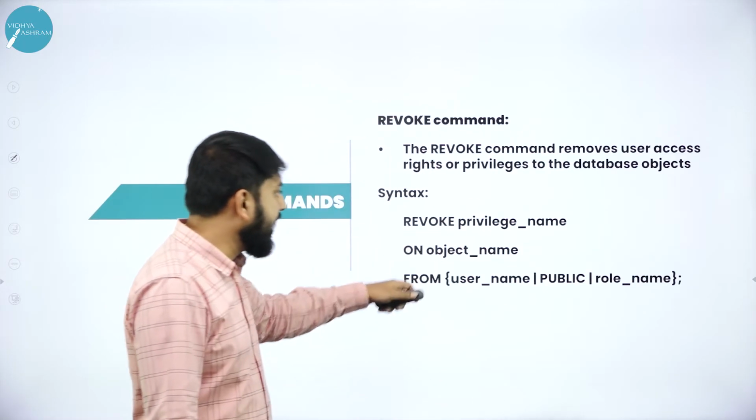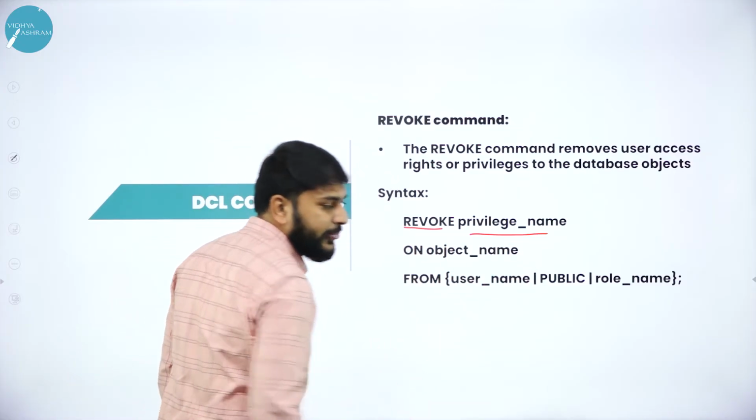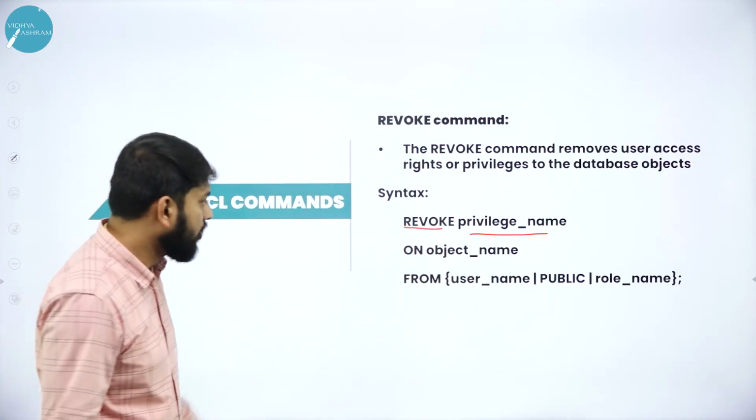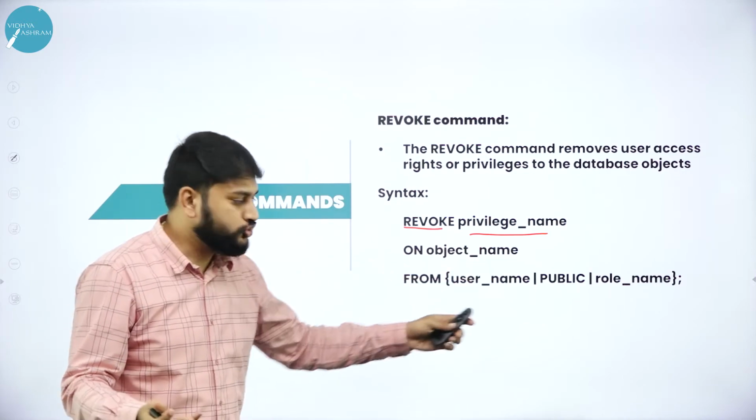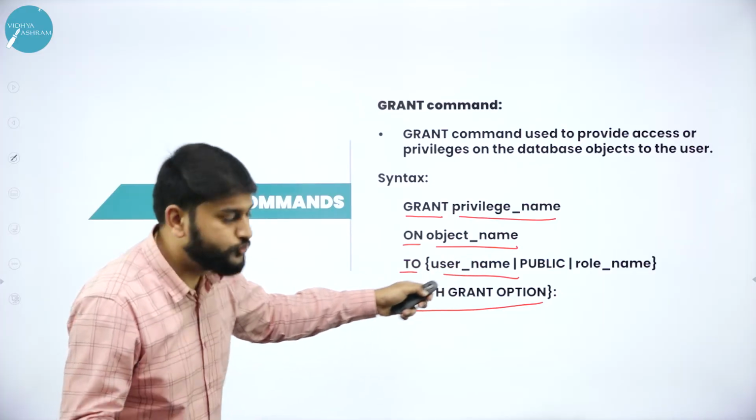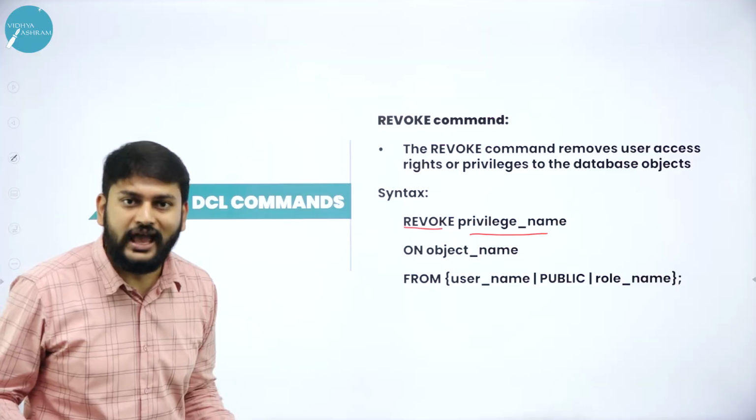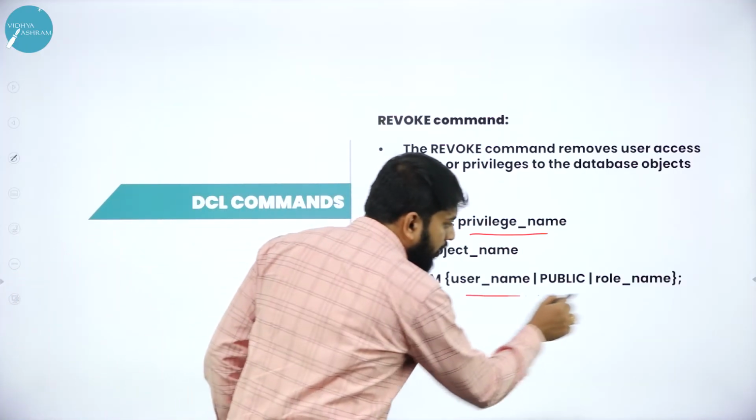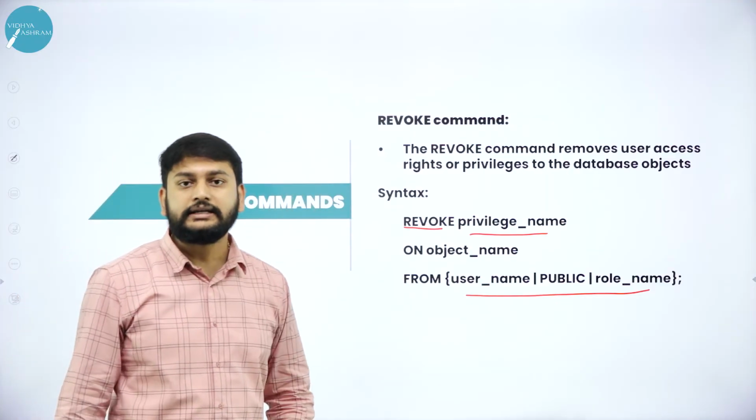The same way I have revoke also. I'll just use revoke privilege name. Whichever privilege you have given, you revoke it on which object, which file, I'm calling it an object. So here also I'm calling the file an object name. Don't get confused with that, right? So from whom you are revoking, from whom you are taking it back, you have to mention. This is all about grant and revoke.